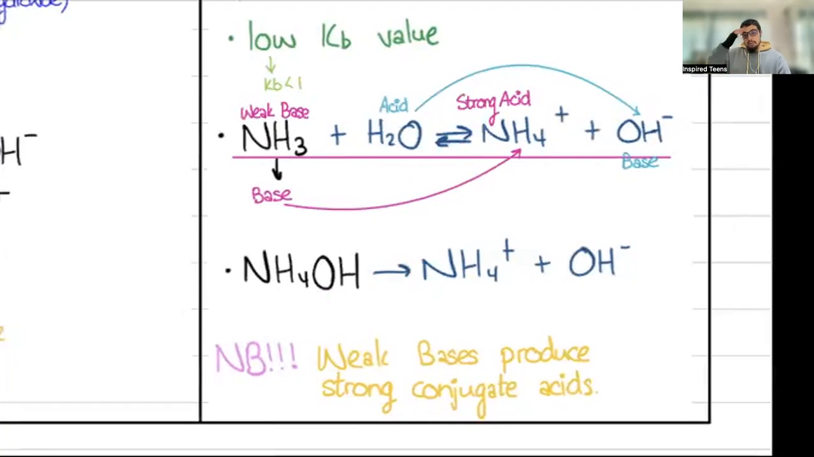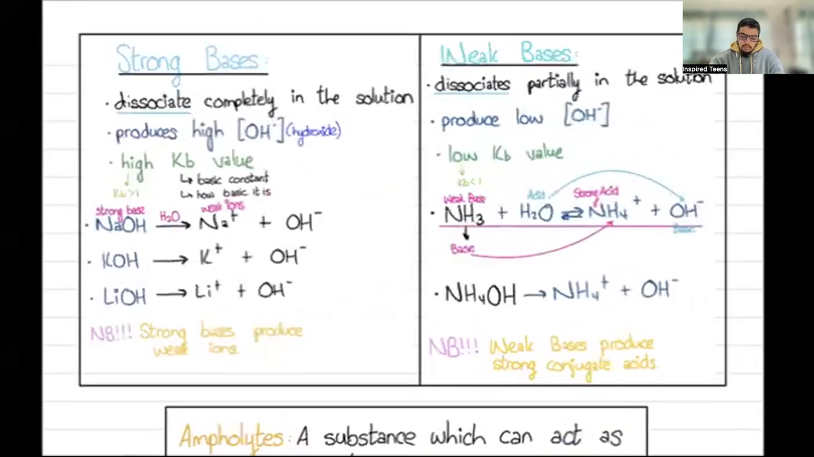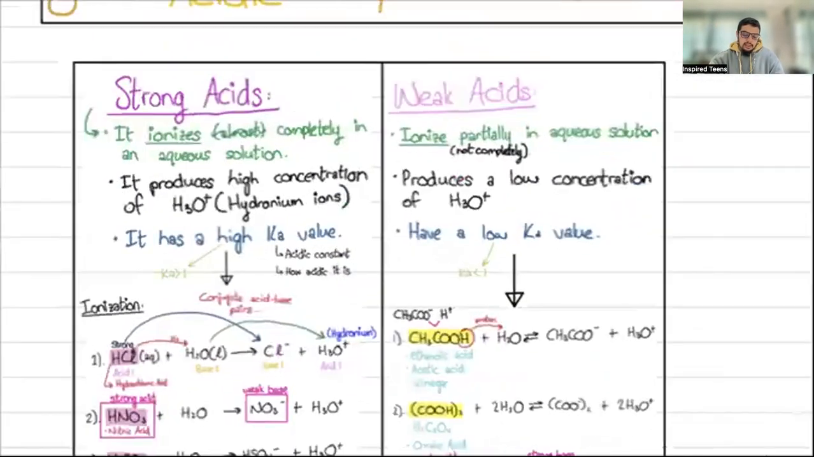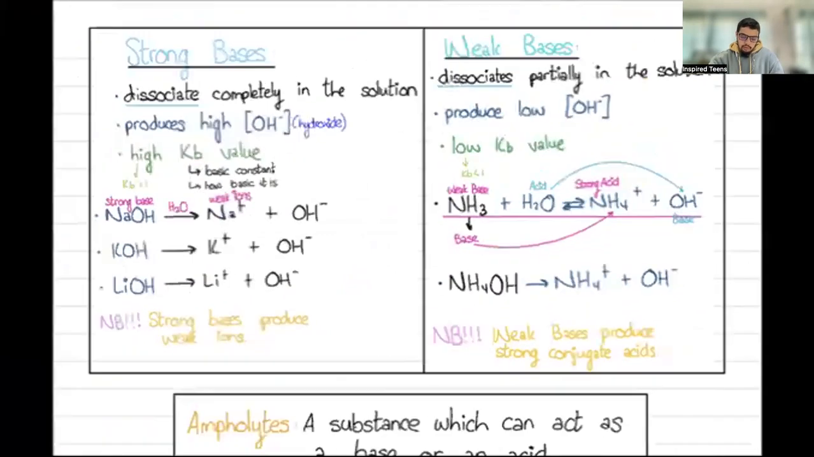It's always opposite. Strong acids produce weak conjugate bases. Weak acids produce strong conjugate bases. Strong bases produce weak conjugate acids, and weak bases produce strong conjugate acids. A lot of opposites going on here, actually, now that you think of it. So let us end it there. That's our strong acids, weak acids, strong bases, weak bases.